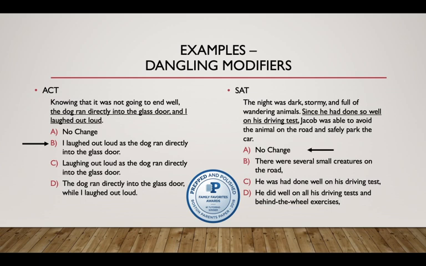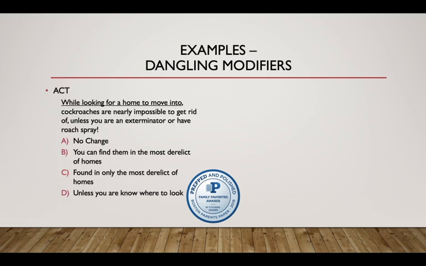But if we look at answer choice A, which is the correct answer here, it's suggesting that since he had done so well, who? Well, Jacob. Jacob was able to avoid the animal on the road and safely park the car. That is the correct answer, because we are describing Jacob by saying he did so well on his driving test. Let's look at some other examples for dangling modifiers.